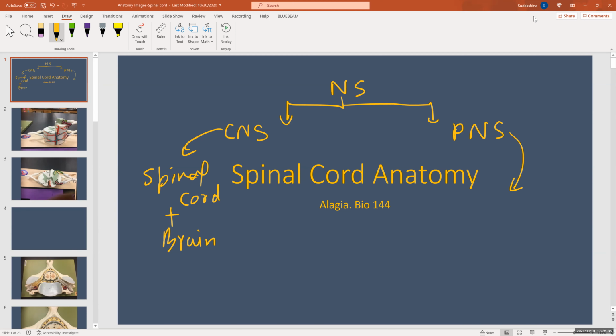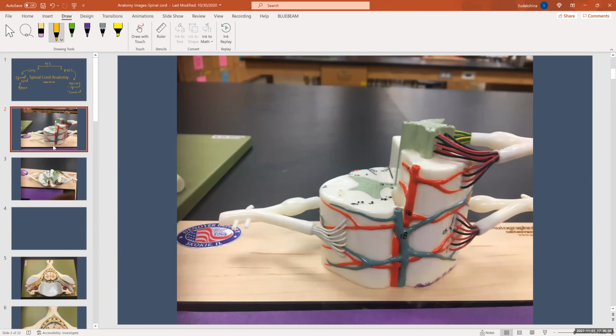PNS comprises everything else. Primarily, when you say everything else, what else is there? Mostly nerves. There are two types of nerves based on where they're emerging from: spinal nerves and cranial nerves. So this demo is for the spinal cord. So here, you're looking at the spinal cord.